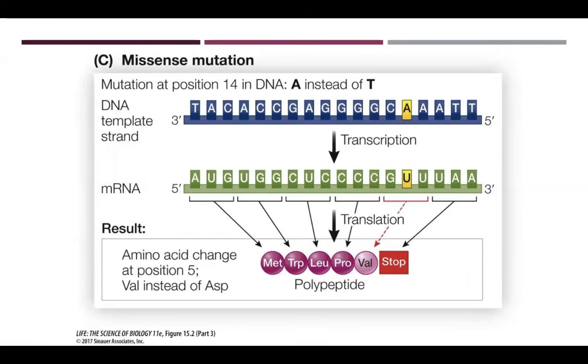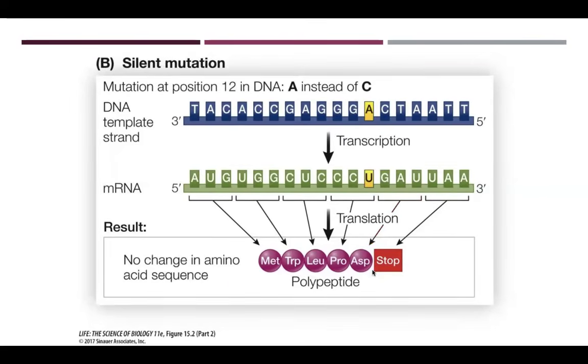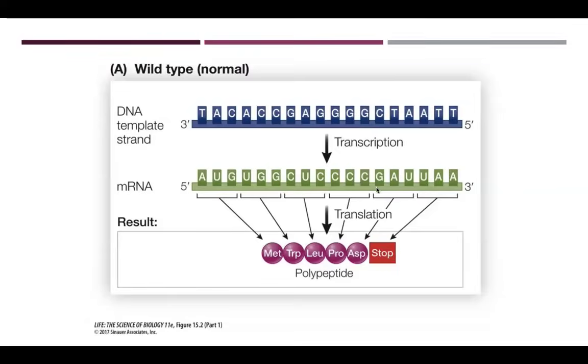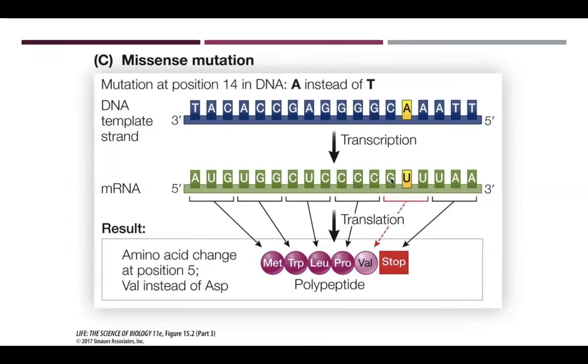A missense mutation is when you're completely changing the amino acid. So here, GAU leads to asparagine. By changing the middle adenine to U, GUU produces valine. So now you have a change in amino acids. That's missense. So with silent, you're still producing the same amino acid despite the base change. With missense, you're producing a completely different amino acid because of the base change.